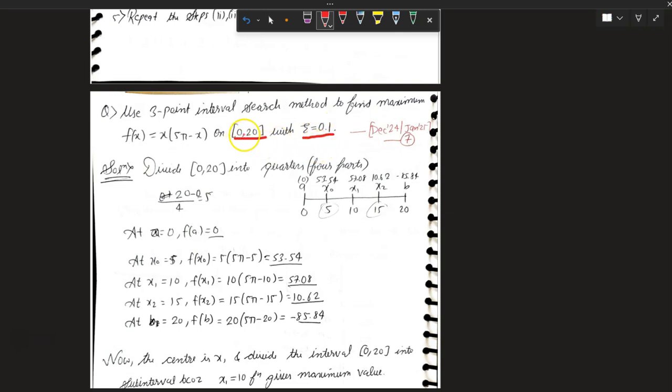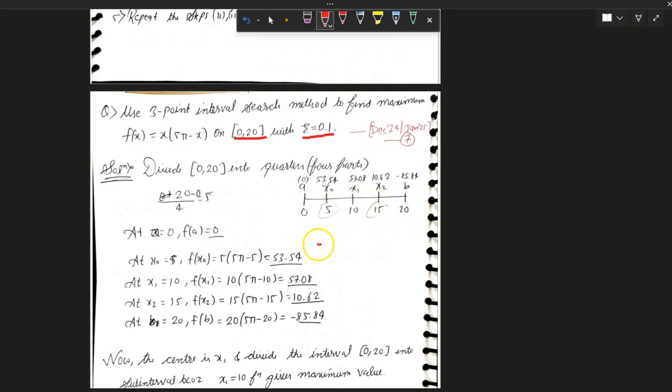Okay, so let's see this interval 0 to 20. Here a is 0, b is 20. So (20 minus 0) divided by 4 is equal to 5. You have to divide it into 3 intervals of length 5. So 0 plus 5 is 5, 5 plus 5 is 10, 10 plus 5 is 15, 15 plus 5 is 20. Now calculate all the function values at 0, 5, 10, 15, 20.